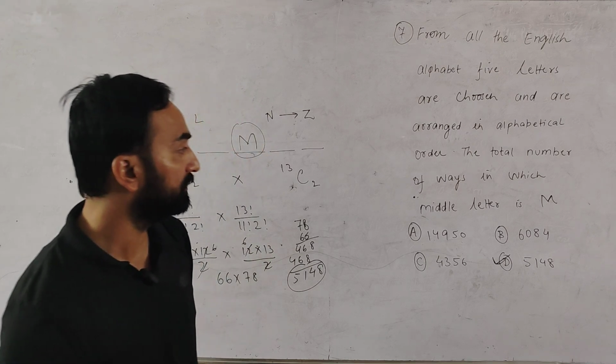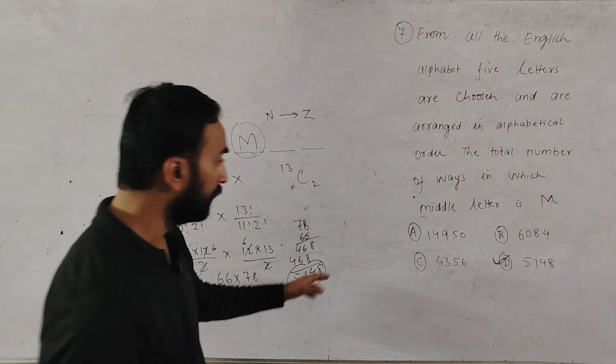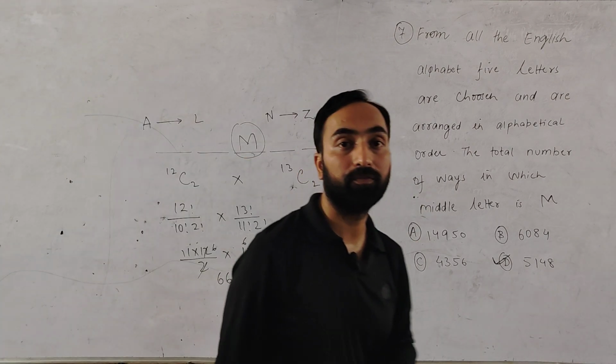So the total number of ways in which the middle letter is M. So there will be how many ways? 5148 ways.